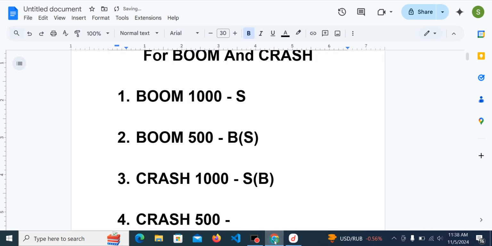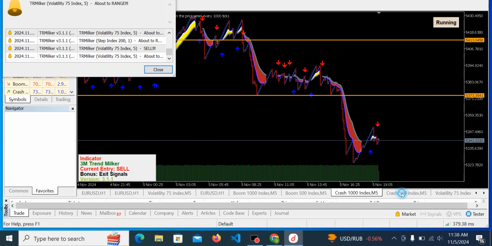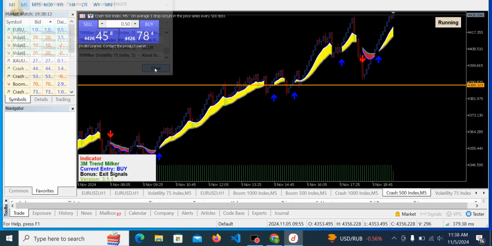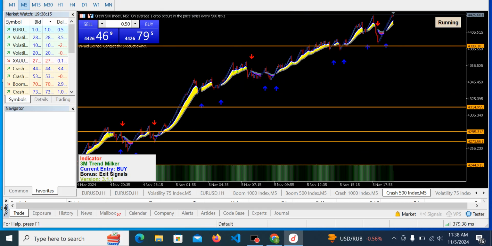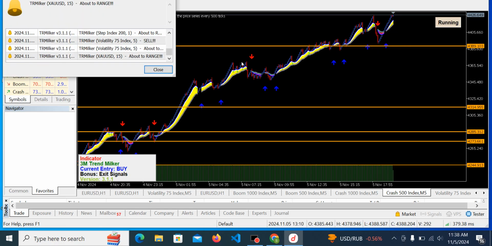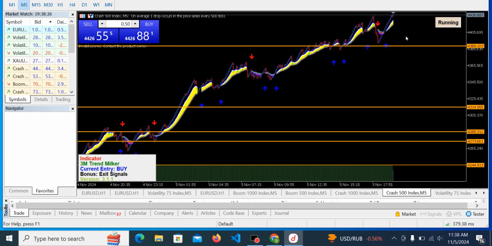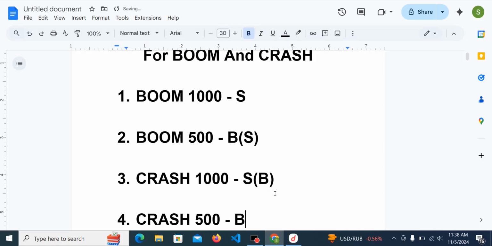Okay, next asset is going to be Crash 500. Let's check it out together. So guys, this is Crash 500 and of course this is on the 5 minute time frame. It has been on an uptrend for a very long time. Got to this resistance, now the pullback, it's going back there again. If it breaks out above it, it will keep on buying. If it does not, then it will go back on a downtrend. But at the moment, this is still buying.